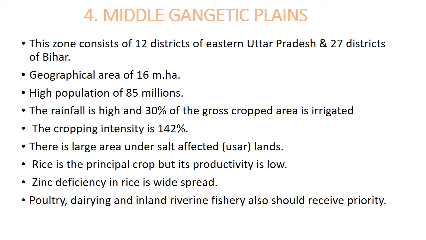There is a large area under salt affected lands, and rice is the principal crop, but its productivity is very low. Zinc deficiency in rice is widespread, and poultry diet and inland riverine fisheries also should receive priority.